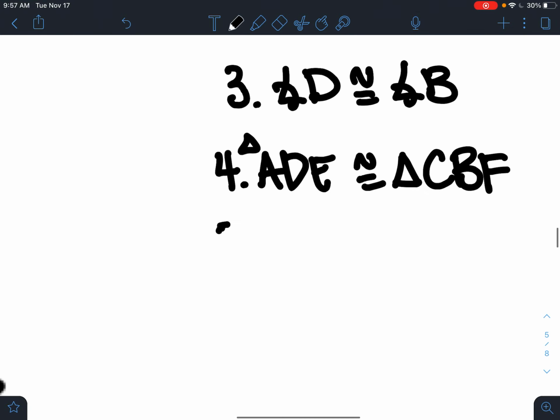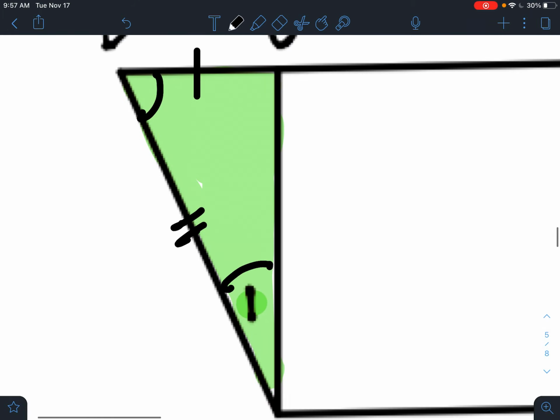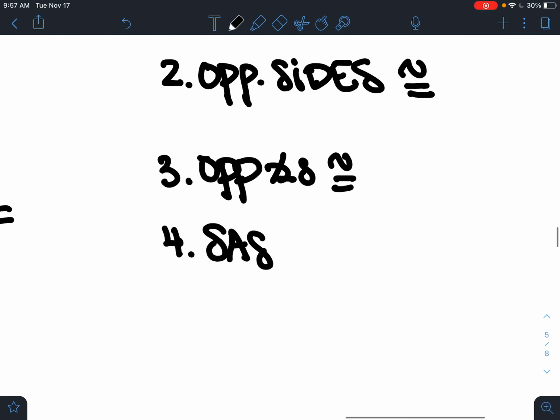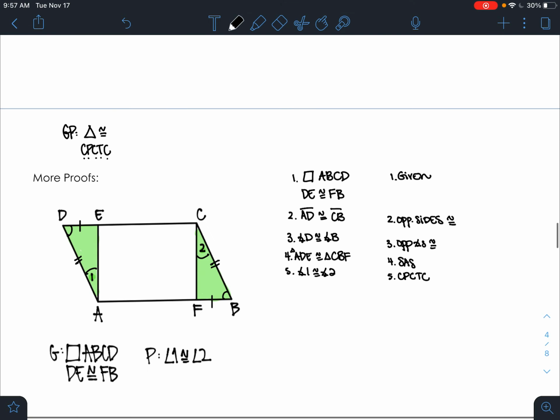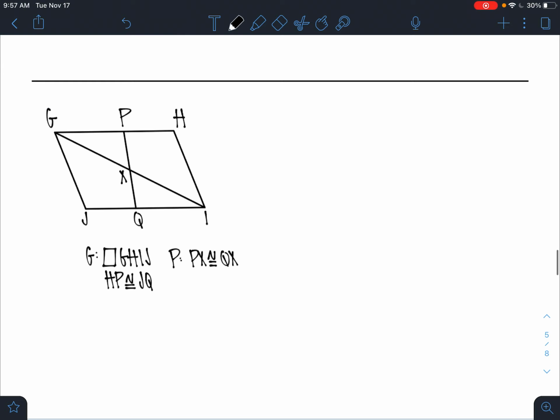And so from there then, if I've stated that the triangles are congruent, then I know that the corresponding parts have to be congruent, which means that angle 1 has to be congruent to angle 2 because of CP/CTC. So not bad, all right? So really we're just trying to prove triangles as congruent, all right, using our properties of parallelograms, okay? Which brings us into this one.